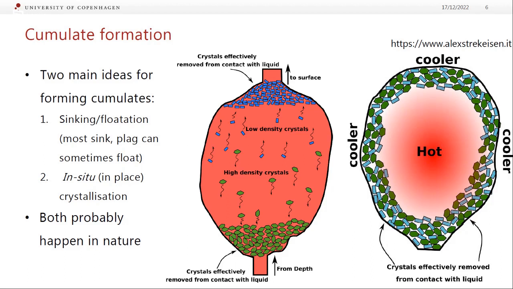The other idea is in situ, which is just Latin for in place crystallization. In situ crystallization would be where the crystals are actually forming on the edges of a magma chamber as it cools. So you can see that on the right hand side there. For a pure in situ crystallization, there's no sinking or floating. Basically the crystals are forming, stuck to the sides of the magma chamber because that's where the cooling is greatest, so that's where we get the most crystallization, and they stay there. So these are end members, and in nature there is probably some element of both of these happening, and in most magma chambers it won't be purely one or purely the other, it'll be some mixture, but we'll talk about that more later.